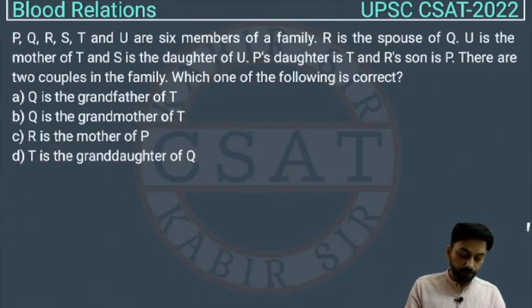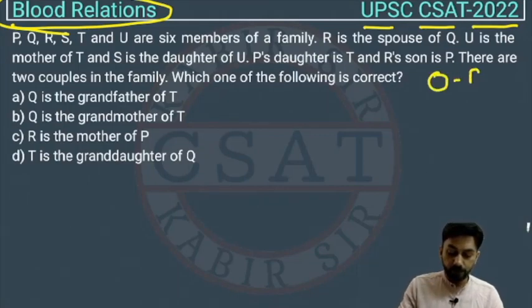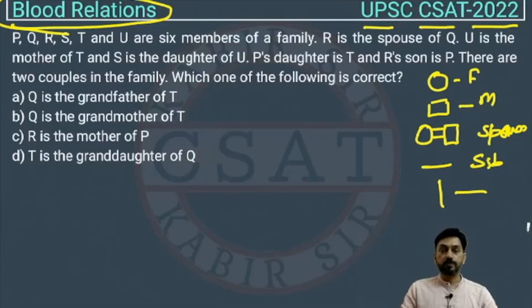So this is a question from the chapter blood relation. So this is a reasoning question from the chapter blood relation asked by UPSC in their CSAT paper of 2022, right? So whenever we see a blood relation question, we should remember that this circle will represent female, right? This rectangle will represent male. This equal sign will denote the relationship of husband and wife. So this relationship will be of spouse, right? This horizontal line will denote siblings, right? And this vertical line will denote son and daughter of, right?